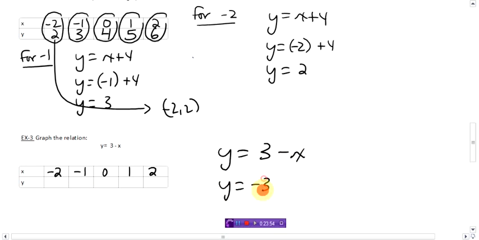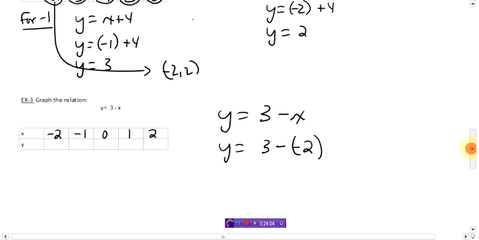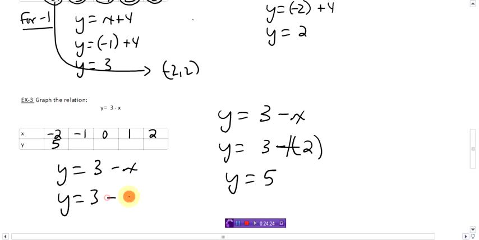Y equals 3 minus -2. Those of you who get sloppy with negative signs, that's why it's important to have the brackets. You have a double negative, that's going to become a positive. 3 plus 2 is 5, y equals 5. Do the same thing for y equals 3 minus x for -1. We're going to sub a -1 in for x. Y equals 3 minus -1. Double negative, it's positive, y equals 4.